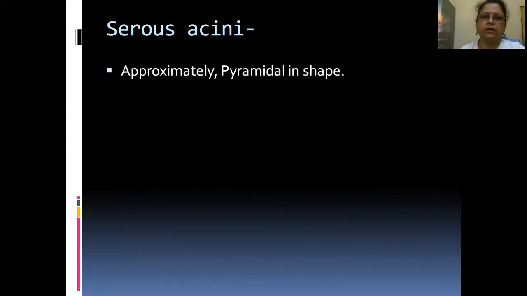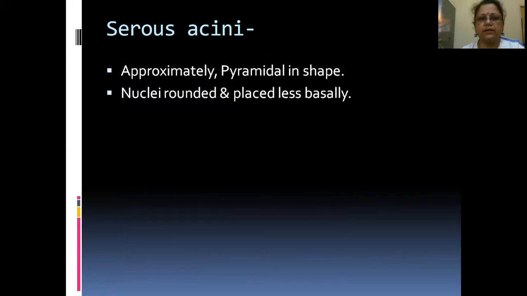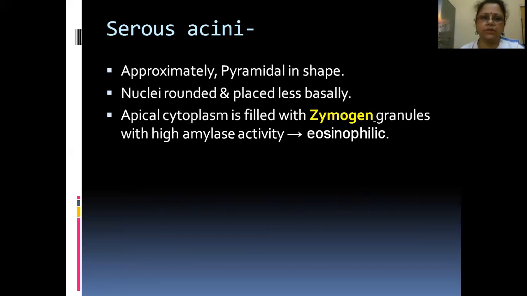Serous acini are approximately pyramidal in shape, and nuclei are rounded and placed less basally. Okay, so as I told you, in mucous acini the nucleus is pushed to the basal side. Here it is a rounded nucleus, but a little towards the base, and pyramidal in shape. Now, here something important in serous acini: the apical cytoplasm is filled with zymogen granules with high amylase activity. Okay, and because of these zymogen granules, this area will look reddish or dark pink because it is eosinophilic. So it will take eosinophilic stain.